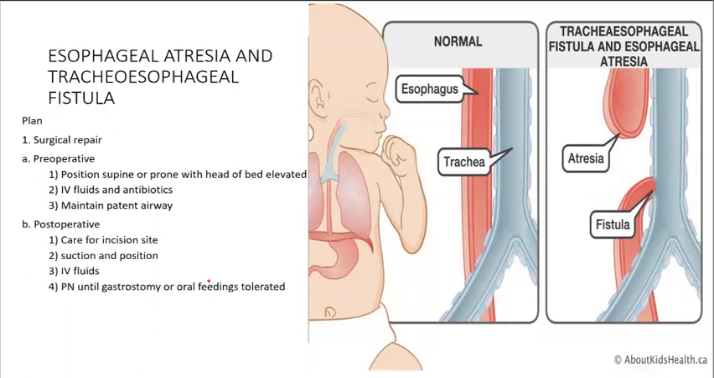Post-operatively, we want to care for the incision site, so observe the incision site, especially for inflammation. We want to prevent pulmonary complications, so you can suction the patient and position him. That will help to prevent any pulmonary complications. We want to give IV fluids and antibiotics. We want to place this client on parenteral nutrition until gastrostomy or oral feedings can be tolerated.